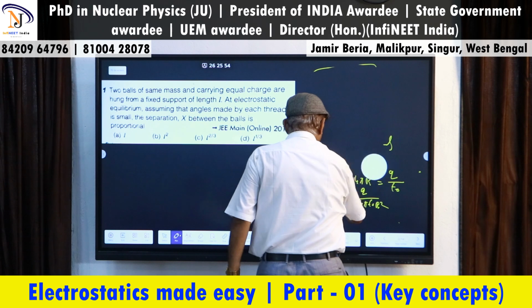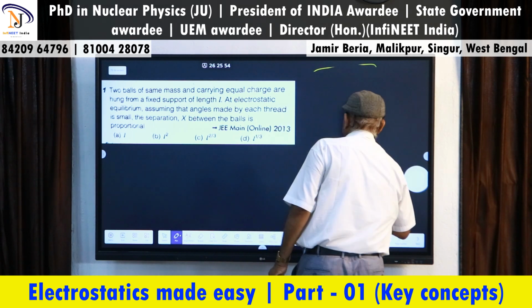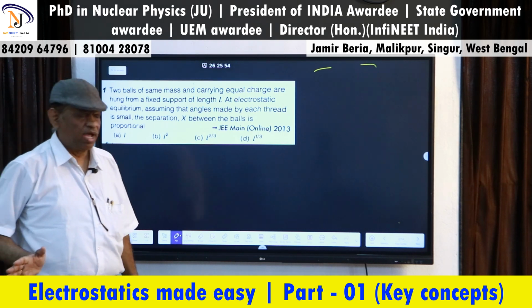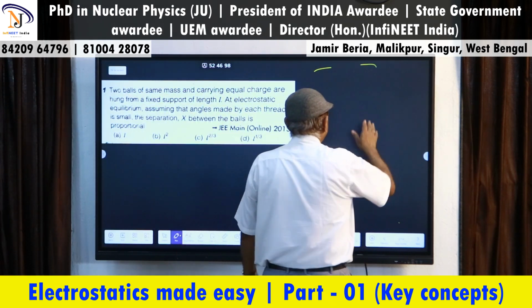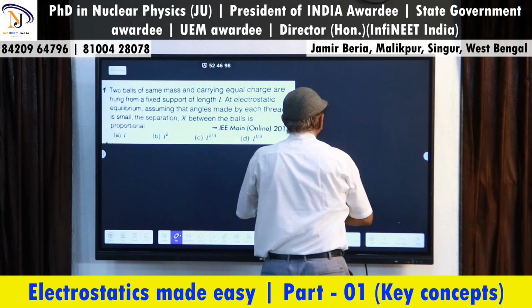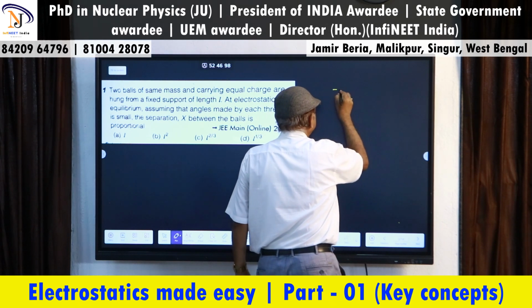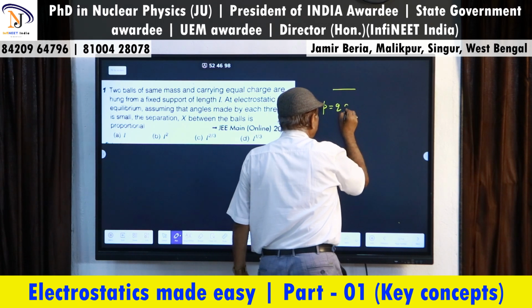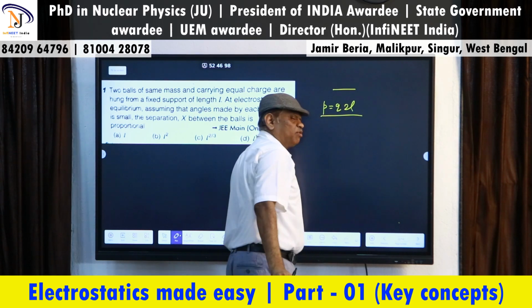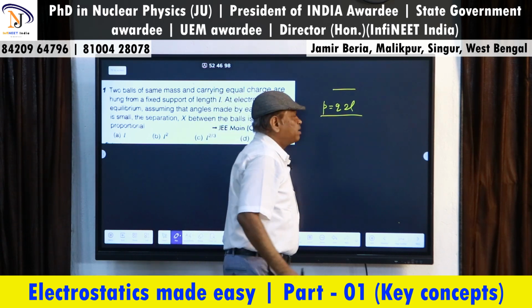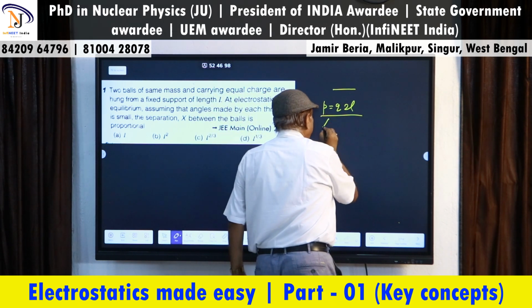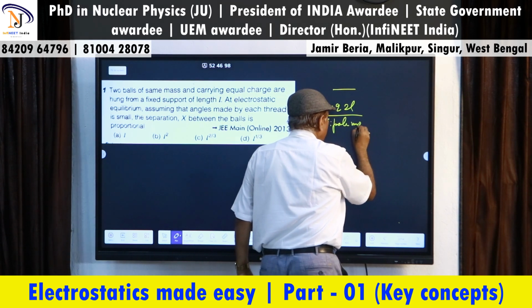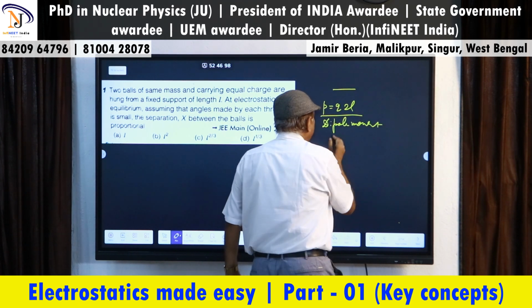And you all know, I have already told you that like charges repel each other and unlike charges attract each other. Now what should I write? I will write some relation. Suppose there is a dipole. What is the dipole moment? P equals Q into 2L. This is the relation of dipole moment. In case of electricity, this is called the dipole moment. And what can you write?